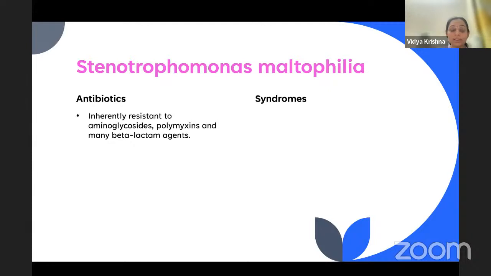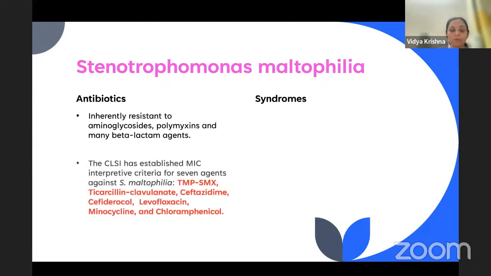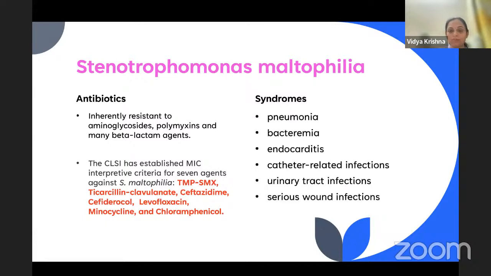So it is inherently resistant to aminoglycosides, polymyxins, and beta-lactams. So the only drugs which will probably work are Cotrim, ticarcillin clavulanate, cefiderocol, levofloxacin, minocycline, and chloramphenicol. Ceftazidime, I will tell you about it later. It can cause a whole lot of syndromes, okay?